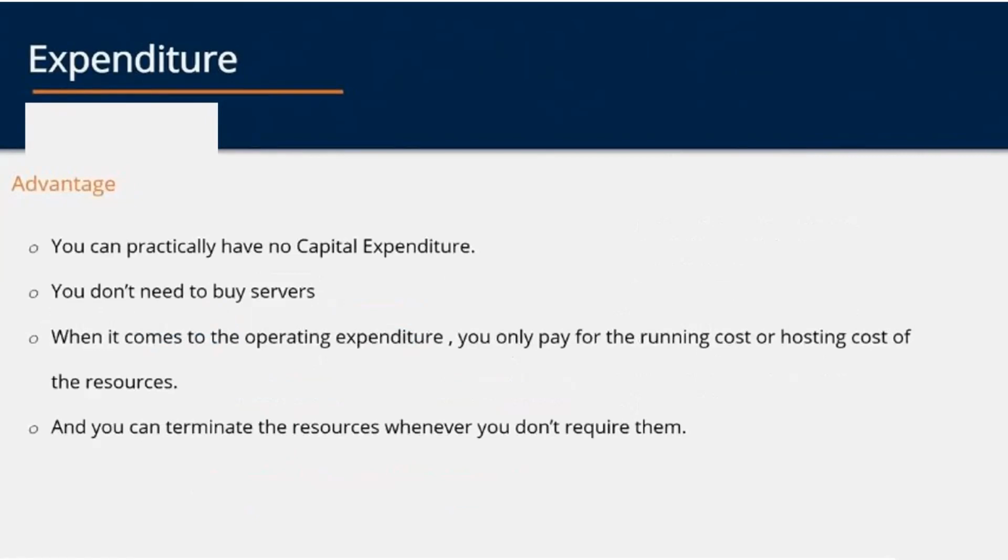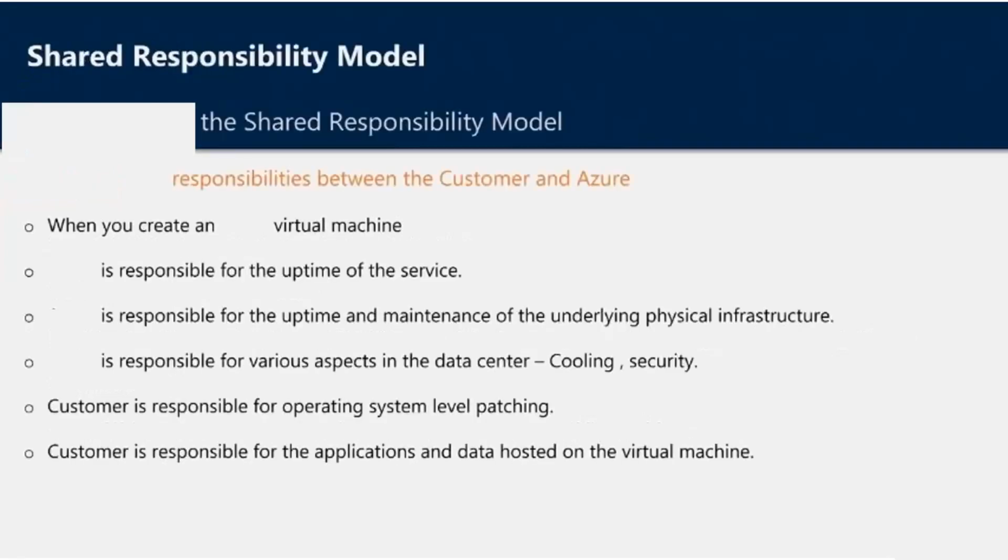So in the cloud world, we can practically have no capital expenditure because we are not buying any servers. When it comes to operating expenditure, we only pay for the running cost. In other words, we don't have to permanently pay whether the server resources are used or not. We only pay for what we use. We can terminate the resources whenever we want. So at the end of the session, we'll be terminating some resources just like that. We can terminate, and the advantage is we save money. Okay, guys. So going slightly deeper, responsibilities between the customer and the cloud.